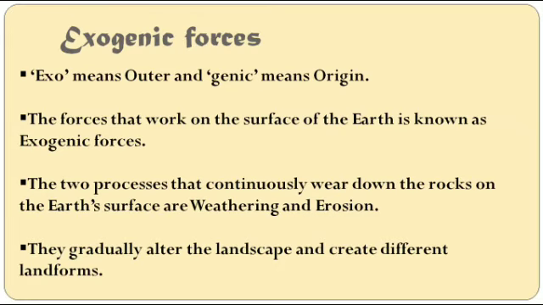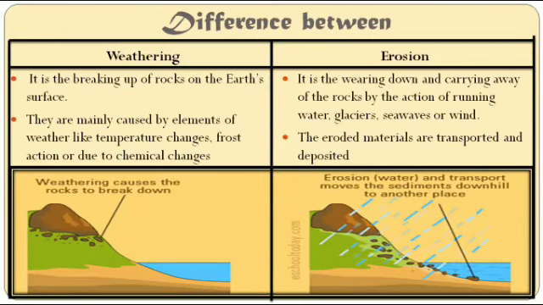Now these are two important terms you have to note down: weathering and erosion. They gradually alter the landscape and create different landforms. Here is a difference with which you can clearly understand weathering and erosion. Weathering is the breaking up of rocks on the earth's surface. It is mainly caused by elements of weather like temperature changes, frost action, or chemical changes.